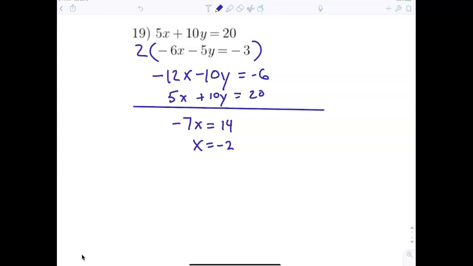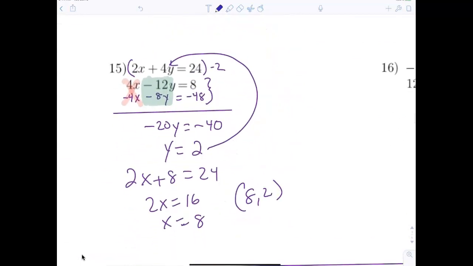Yeah, generally it's just a silly mistake, honestly. Do you figure out that you multiply that bottom one by 2 because you're trying to get the y's to be the same? One positive and one negative. You just summarized everything I said last time.